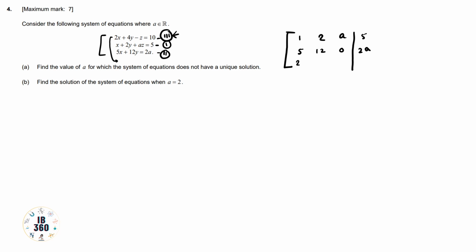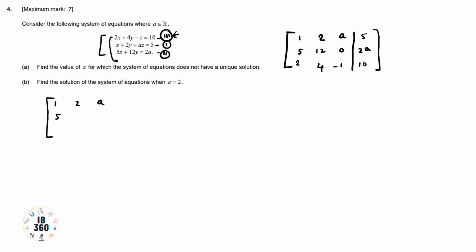So 2, 4, and minus 1. So here the value will be 2, 4, minus 1. Here the value will be 10. So in this way we have changed the matrix. Now we just need to do the row reduction, and I am doing two row reductions in the same matrix, just to save time and space.